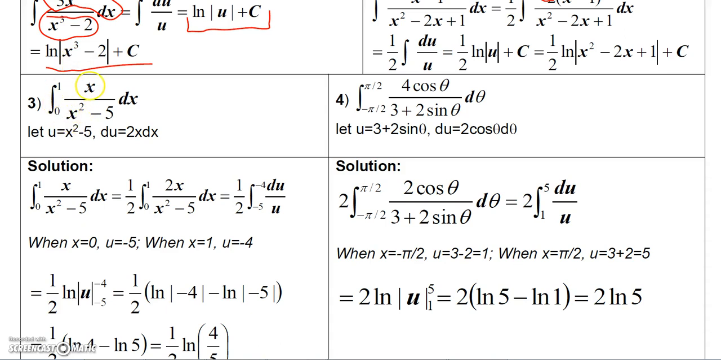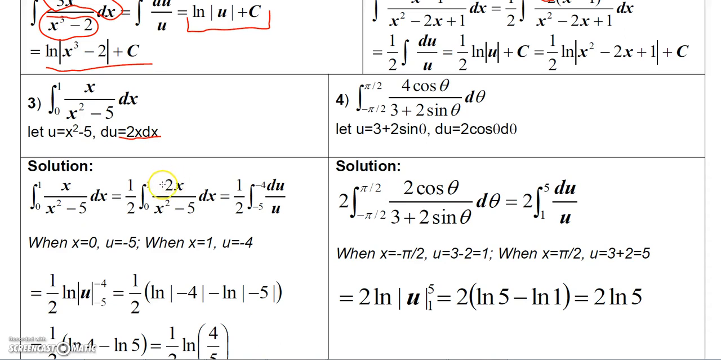Now on this one I have x over x squared minus 5 dx, and here I'm actually doing a definite integral. So let's go ahead and evaluate the integral first. So I'm going to let u be x squared minus 5, then du would be 2x dx.